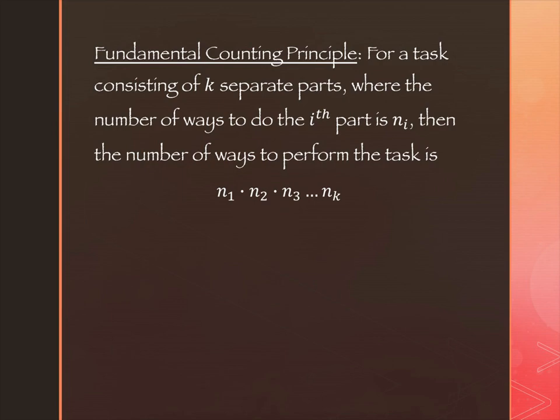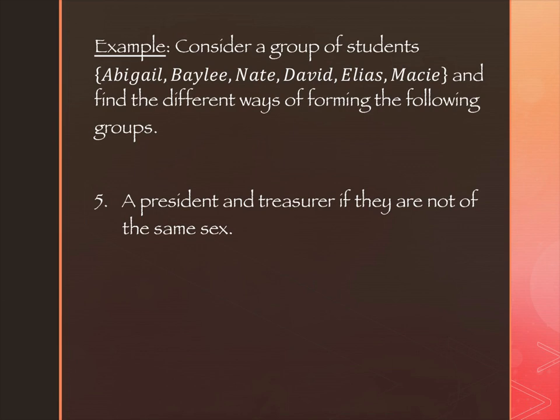What we're going to do first is go back to our friends, Abigail, Bailey, Nate, David, Elias, and Macy, and figure out how many ways we could create the same committees and groupings that we did before, but we're going to do it with the fundamental principle of counting. And here's how it works. This one says we have a president and a treasurer, just like problem number 1 back in section 10.1, and they have to be different genders, different sexes.